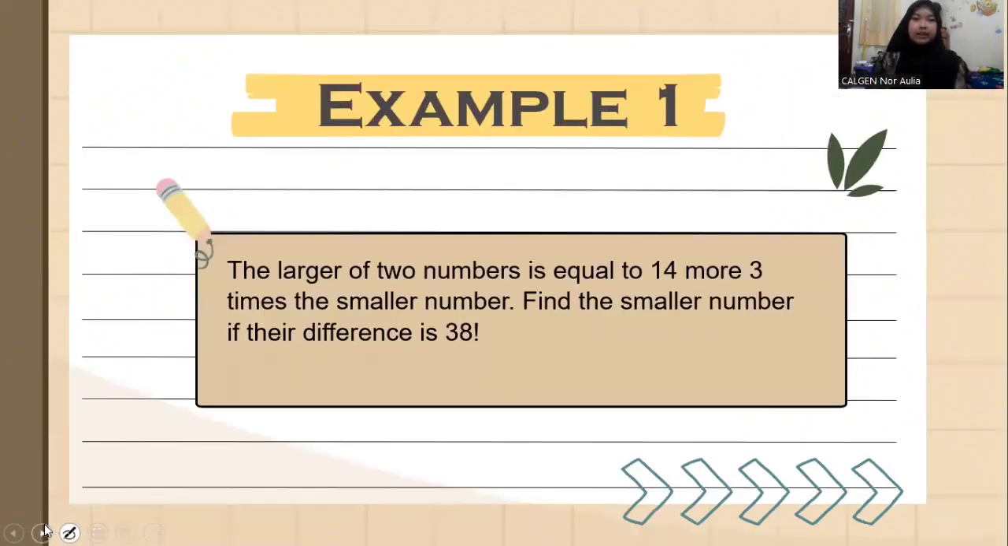So next, I will explain about examples. The first is example 1. The question in example 1 is: the larger of two numbers is equal to 14 more than 3 times the smaller number. Find the smaller number if their difference is 38.